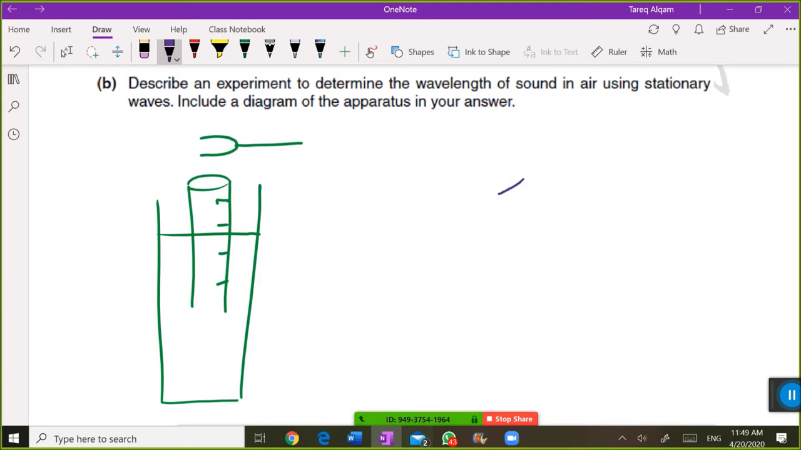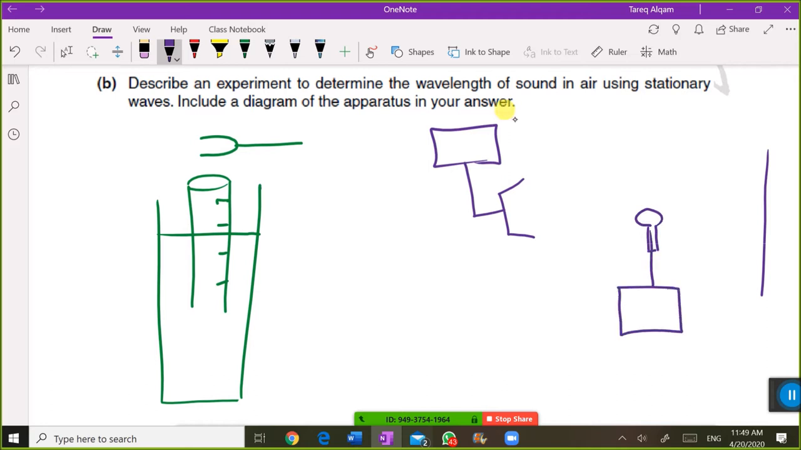Right, connected to a frequency generator. Here there's a reflector. A microphone can be moved, connected to a cathode ray oscilloscope, right? Cathode ray oscilloscope. Or in this way. Here I may draw a ruler, or I have to label this by a ruler. Okay, I have to label this by a ruler.